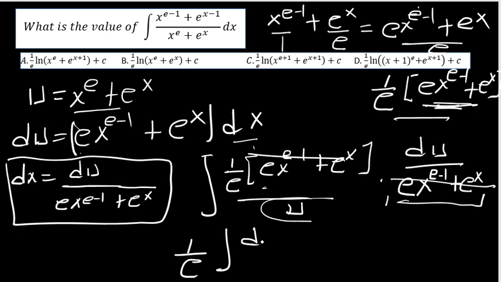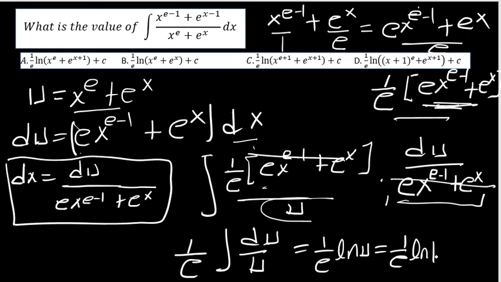In the integral, what is left? du over u is left. This is the same as 1 over e ln u. But what's u? The u is already substituted here. So we can write it as 1 over e, then ln of the absolute value of x to the power of e plus e to the power of x, then plus c. So the answer is found in A. Yeah, the answer is found in A.